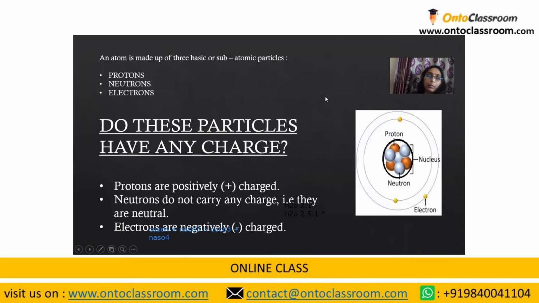So we were talking about what an atom is made up of. An atom is basically made up of three basic subatomic particles: protons, neutrons, and electrons. Here arises a question: do these particles have any charge? Yes. The protons in an atom are positively charged, neutrons do not carry any charge and are neutral, and the electrons are negatively charged.